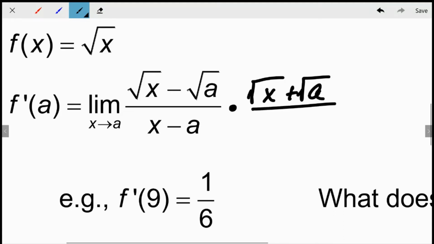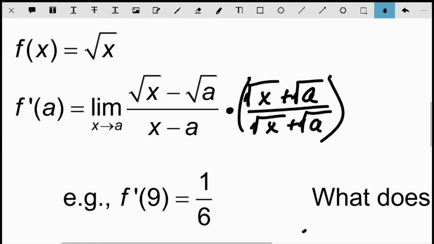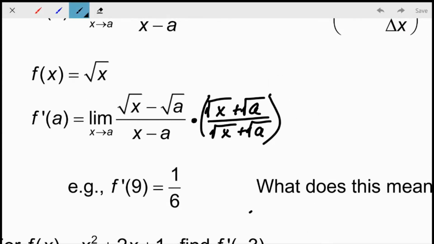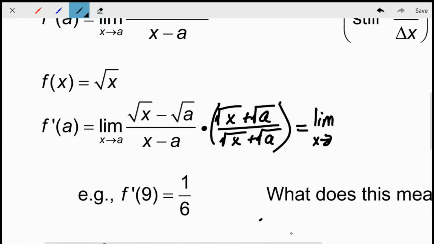And this is what I would have done. So square root of x plus square root of a. Remember, I can do that because I'm essentially multiplying by 1, which isn't doing anything but changing the form of the function. And in the end, what this will simplify down to is the limit as x approaches a of x minus a over x minus a times square root of x plus square root of a.